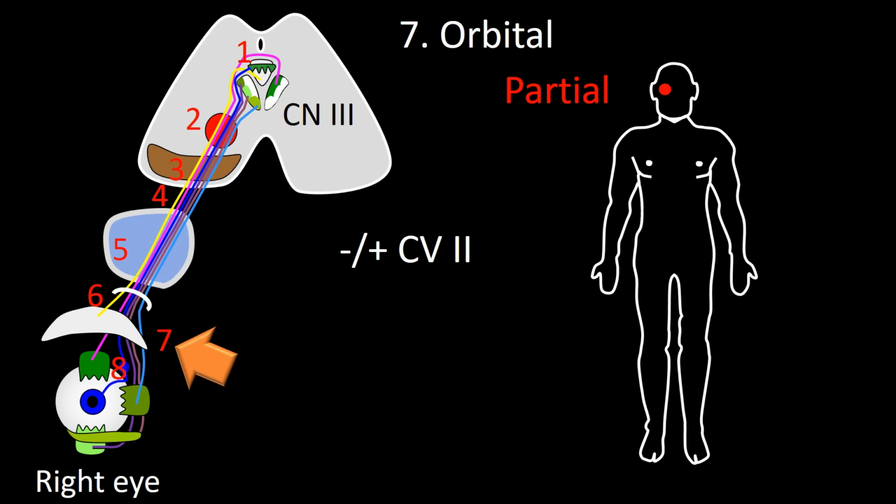Hence, in cases of orbital pathology involving the third cranial nerve, sometimes the superior branch may be affected, producing ptosis and up-gaze weakness, but other times the inferior branch is involved, producing full cranial nerve 3 palsy with minimal or no upper gaze weakness and no ptosis.